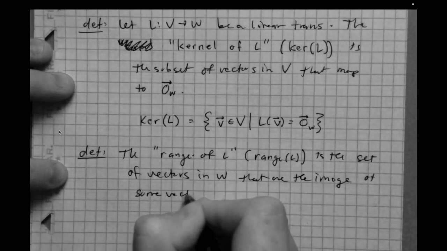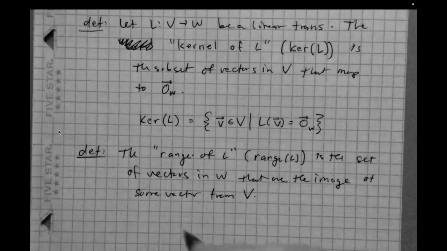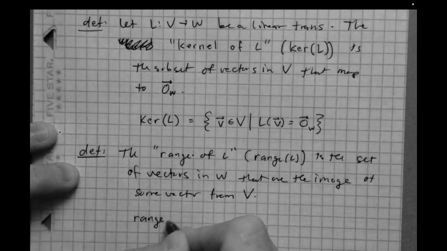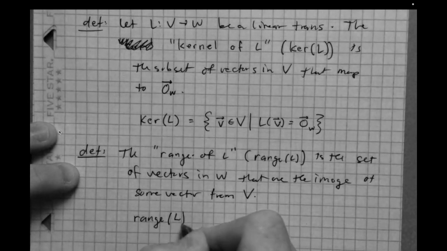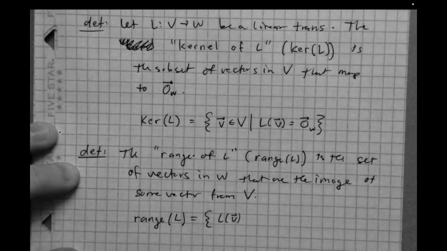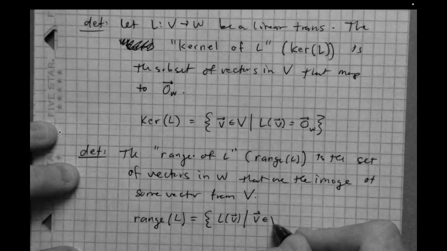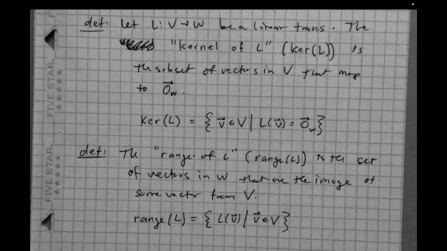That's what we mean by the range, and we can put this in set notation: the range of L is equal to the set of images L of v such that v is in V. This has the same feel as the range of a regular function. We say the range of a function is all of the values that are the image under the function. It's the same idea here.